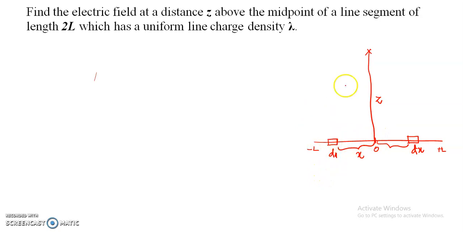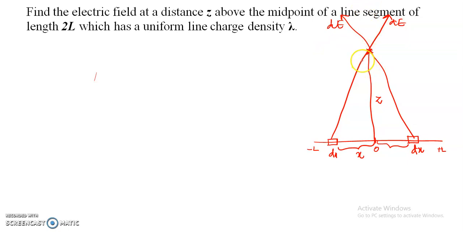This small element will produce an electric field at the point which is at distance z from the line segment. We can mark the small electric field due to this small element as dE. Its pair on the right side will also contribute a small electric field dE along this direction. The magnitude of the electric field produced by these two line elements will be the same, but their directions are different. Now we can consider their components.